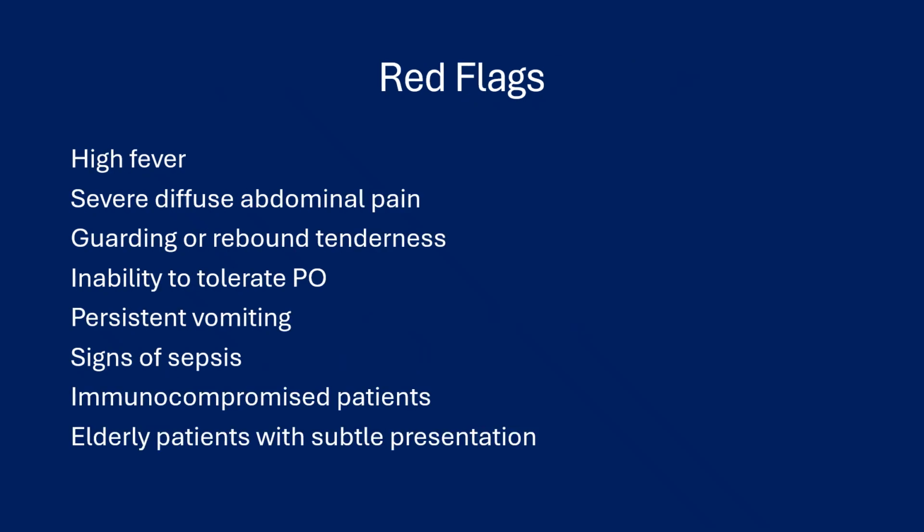Red flags: high fever, severe diffuse abdominal pain, guarding or rebound tenderness, inability to tolerate PO fluids, persistent vomiting, any sign of sepsis, fever, or tachycardia. That would be a worrisome sign, certainly, especially if it was an immunocompromised patient or an elderly patient with more of a subtle presentation.